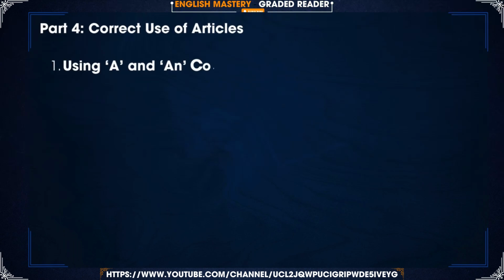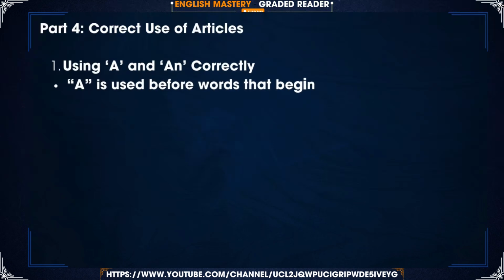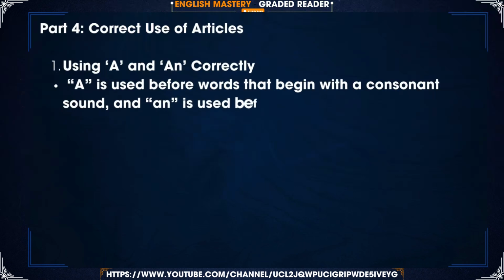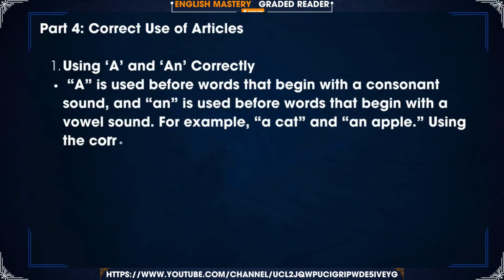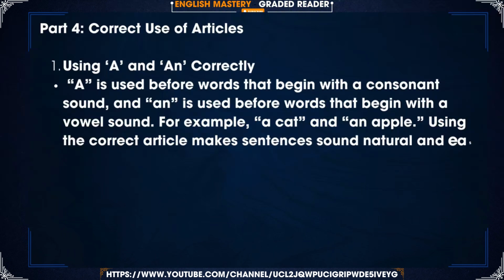Part 4. Correct use of Articles. 1. Using a and an correctly. A is used before words that begin with a consonant sound, and an is used before words that begin with a vowel sound. For example, a cat and an apple. Using the correct article makes sentences sound natural and easy to understand.